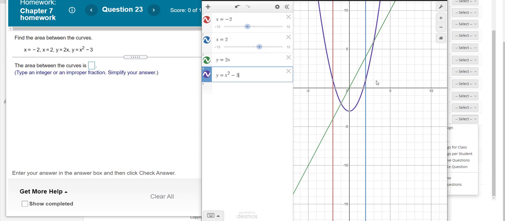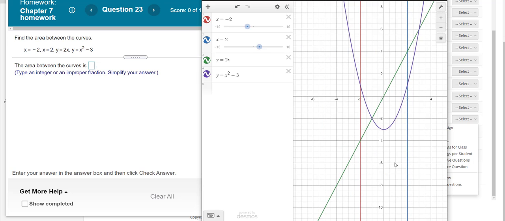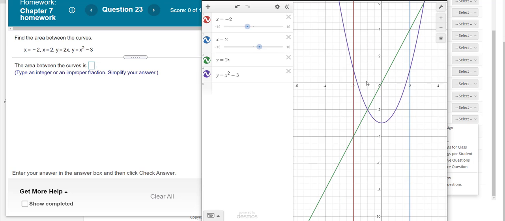So we have to set it up in two pieces, right? And it goes to -1. I'll make sure that point of intersection is clearly marked. So you have to do the purple one minus the green one, and then the green one minus the purple one. The first one will go from -2 to -1, and the next one will go from -1 over to 2.